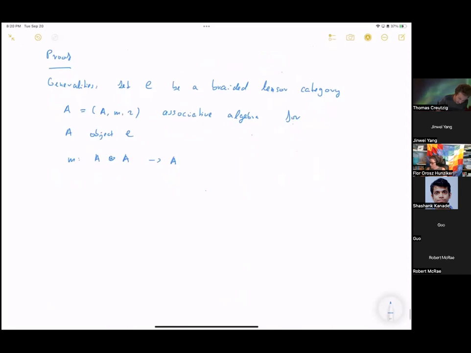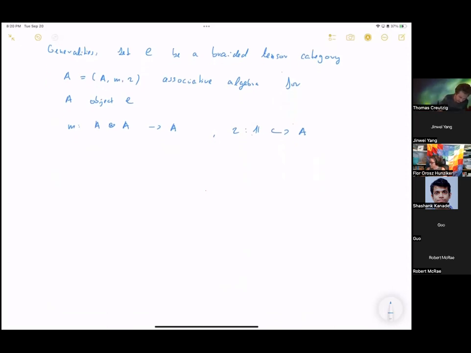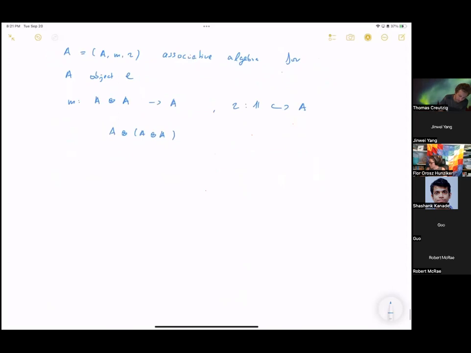And then we wanted to extend our smaller algebra. So in particular, we want our smaller algebra to be included in there. So that means the tensor unit we wanted to embed in A. And now we want the product to be an associative algebra. So we want the product to be associative.